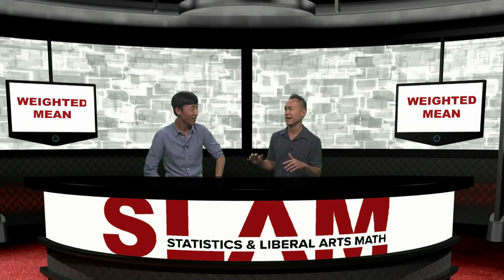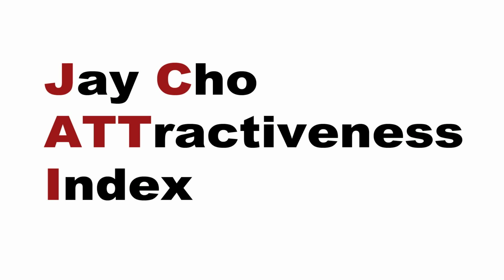We can use weighted mean to help you sort through all of these people that you're dating. Here's what we're going to do. We're going to create a weighted mean. We're going to call it the J. Cho Attractiveness Index. We can abbreviate that JCATI. JCATI, gotcha.